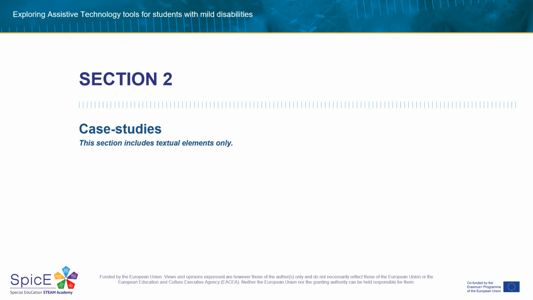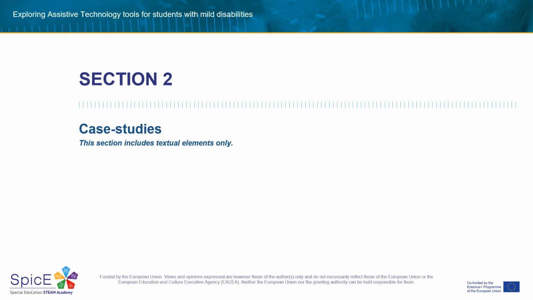Next, you can find 5 real-world case studies. Each case study presents a student profile with mild disabilities. Your task will be to analyze the student's needs and recommend appropriate assistive technology tools to support their academic success. Through these exercises, you will gain practical experience in selecting the right assistive technology tools to empower students with mild disabilities.